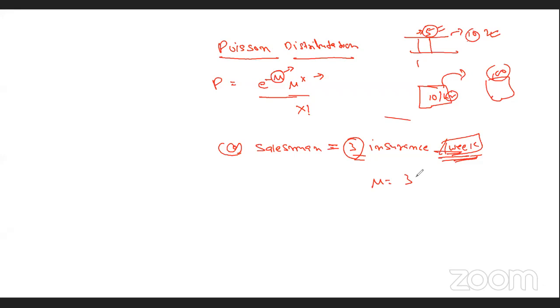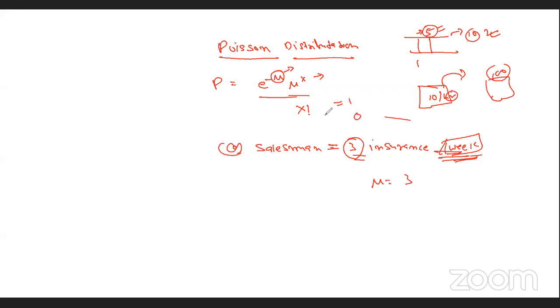It's completely fine, I will be able to solve these things. We already know that mu is equal to 3 in this place. And we can say that whenever he sells a policy, that will be equal to 1.